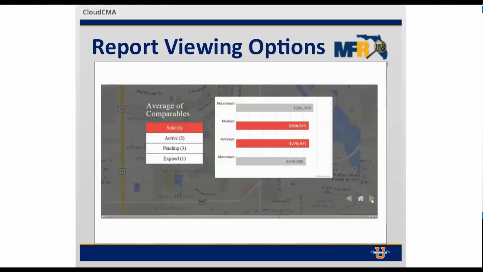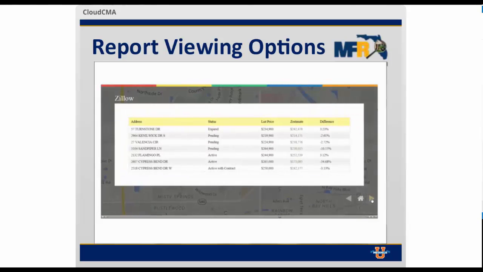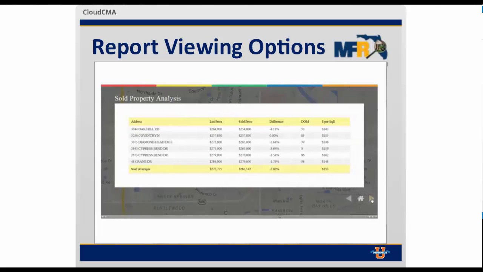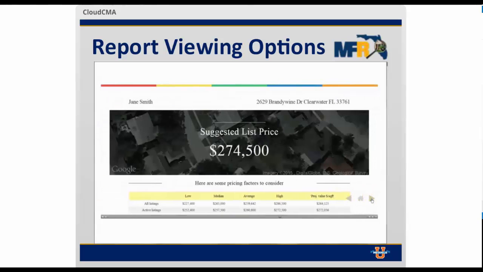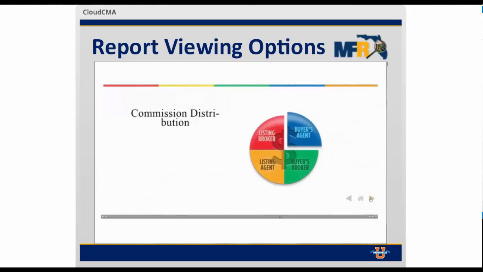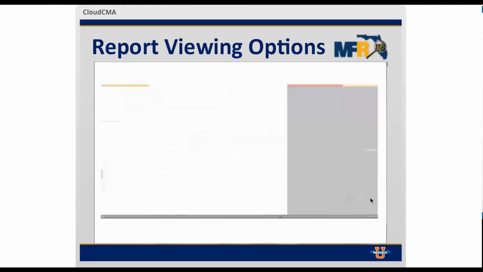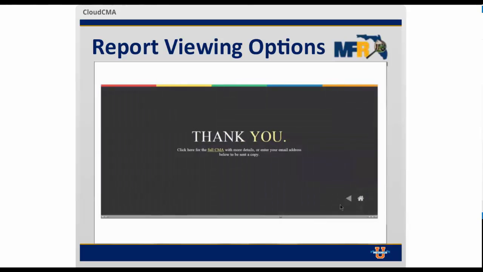Then we have some of the summary stats. The Zillow estimate comparison to the sold properties and to the other statuses. My suggested list price screen, and some next steps and some other pages. So it just gives me that nice slideshow view. And then if I were to share this or email this to someone, they could actually click here for the full CMA.